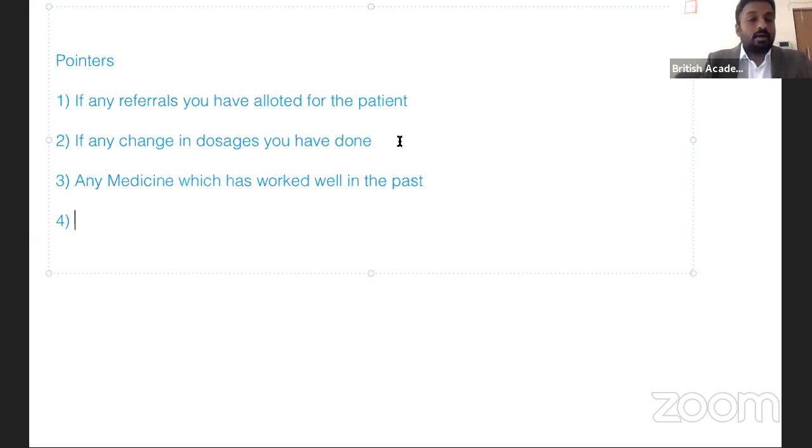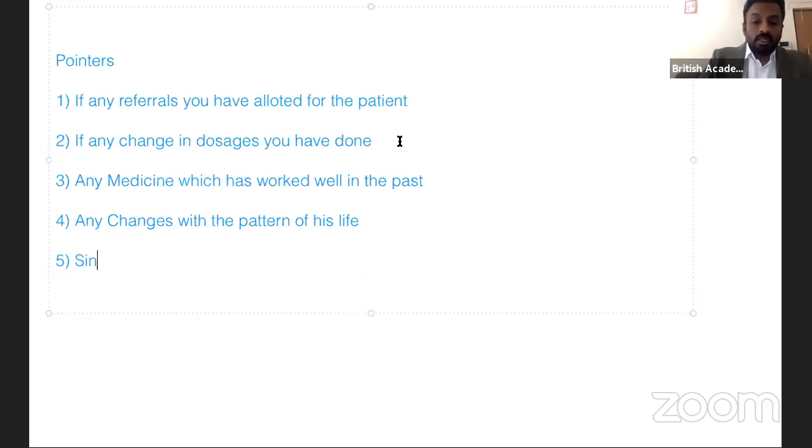Fourth one, after this, any medicines you have given, or any referrals you have made, any medicine which has worked well in the past, this information, if you find it, is always important. Now then we come to any changes with the pattern of his life. Okay, any changes in the patient's life recently, that information is always important. Since how many years you know the patient, if it's an unknown target reader, is always important.